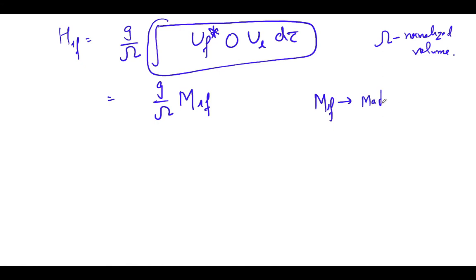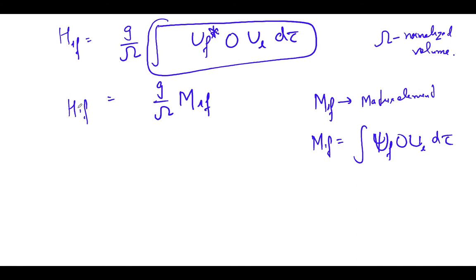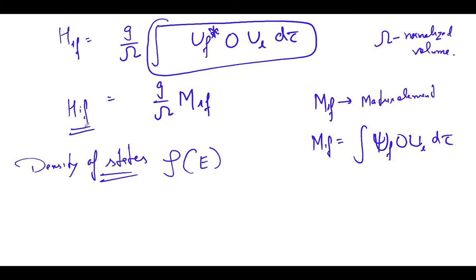So this is our matrix element, excluding the value of G and omega. This MIF we can generally write as the integration of uf star operator ui d tau. So we have found this total matrix element, and second we need to find the density of states. So let us calculate the density of states, because in order to find the total transition probability we need these two values. The matrix element we have found out. Now we need to find the density of states.